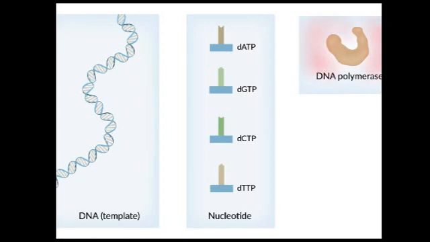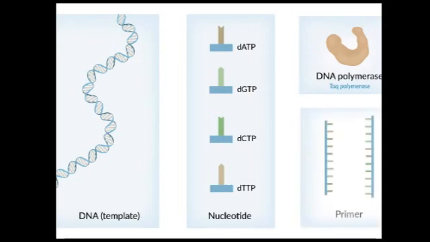The next component involved is DNA polymerase. For this, Taq polymerase is used. It is thermostable and does not denature at very high temperatures. And finally, oligonucleotide primers are required. These are short stretches of single-stranded DNA complementary to the 3' ends of the sense and antisense strands.